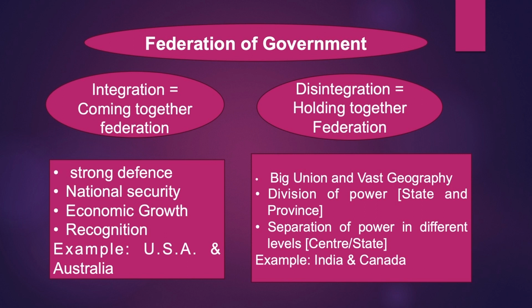On the other hand, when it comes to holding together federation, the most relevant example is our country, India, wherein we have so many states which the center is holding on to. It has not given them the choice to disintegrate from the geographical demarcation made by the country, that is India. When it comes to the holding together federation, big union and vast geography is the most important aspect. As we know, India is an economically and geographically rich country.